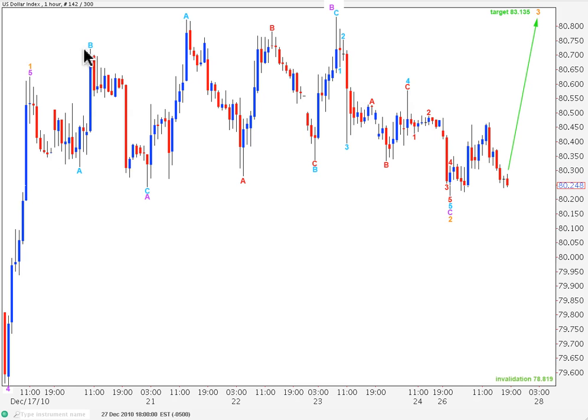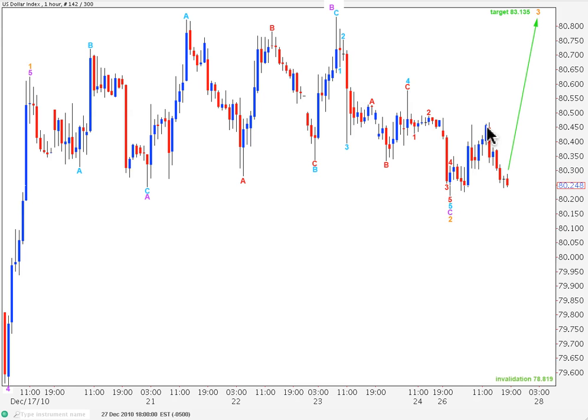So we've got a 3 for A, a 3 for B, and a 5 for C, which is exactly 1.618 the length of A. So I expect for the short term we probably won't see any movement below this point here, and we should see upwards movement from the dollar. Any further extension to the downside of this C wave, any further extension of this 5th wave within it to the downside, may not move below 78.819.